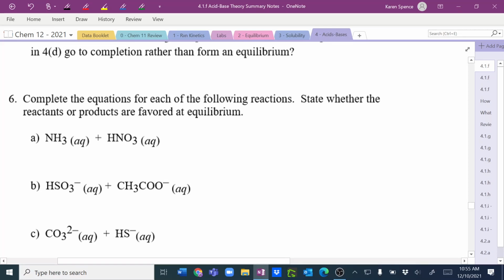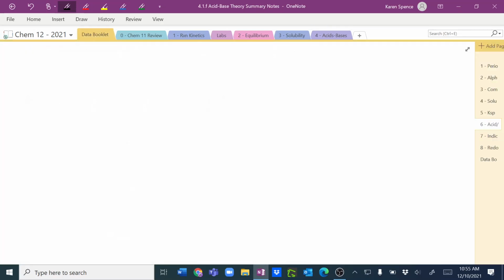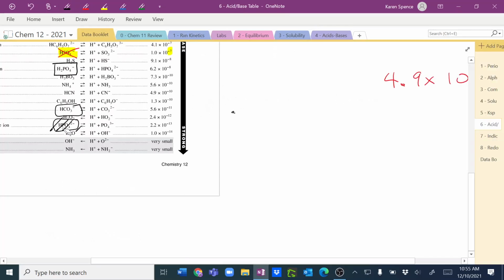Okay, so we're looking at 4.1F from last day, question number 6. We have NH3 and HNO3. We have to decide which of those is going to be the acid and which is going to be the base. Tell me something that you know about NH3, if you can remember.